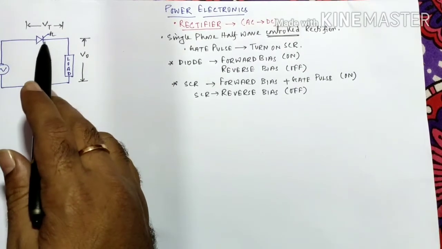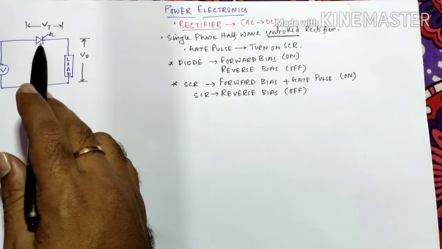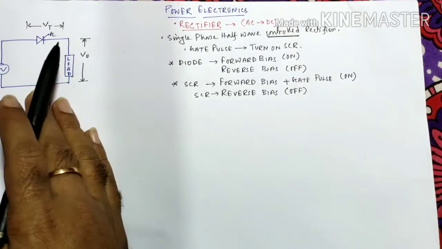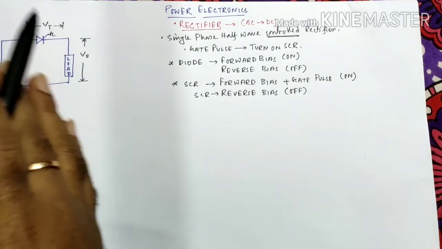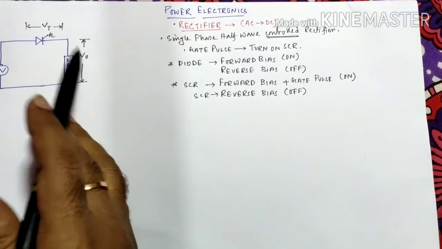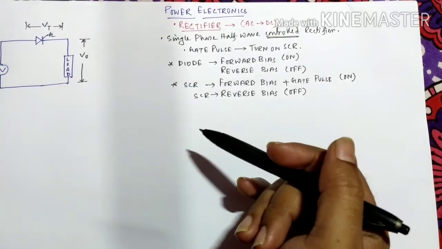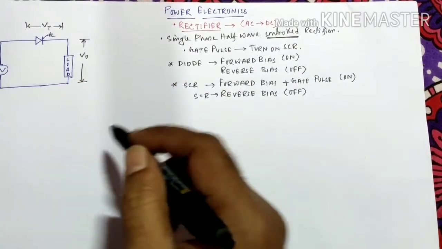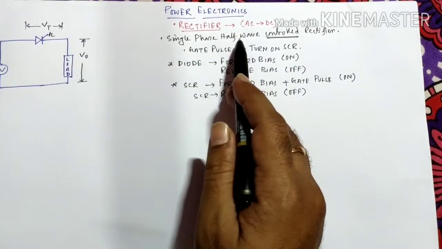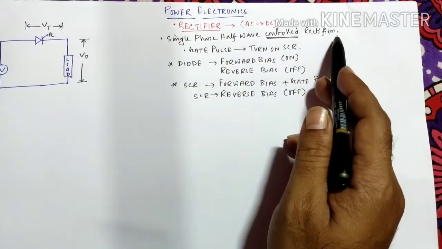So I have drawn the symbol of SCR instead of diode, and that particular change makes it from an uncontrolled into a controlled one. So what kind of control I can get here will be explained in this video. So this particular circuit is called single phase half wave controlled rectifier.